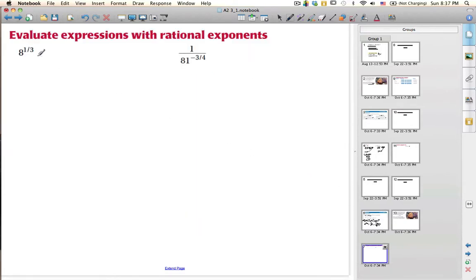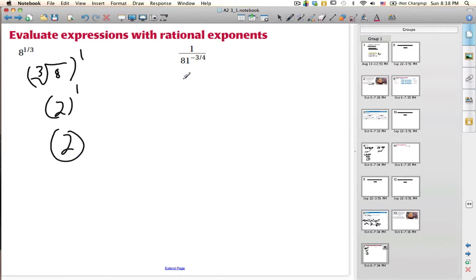Okay, so some practice on that. If I want to evaluate this expression, this is going to be the third root of 8 to the first power. The third root of 8 is 2. 2 to the first power would be equal to 2.